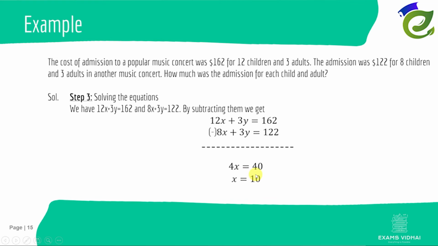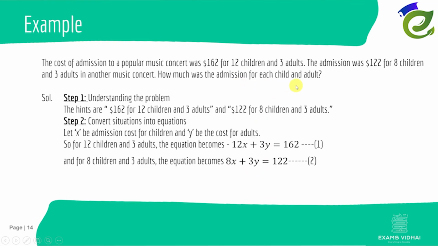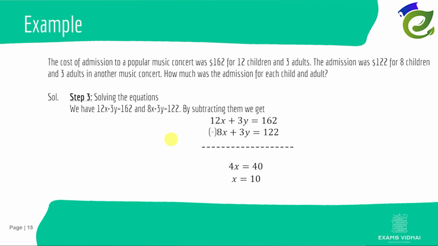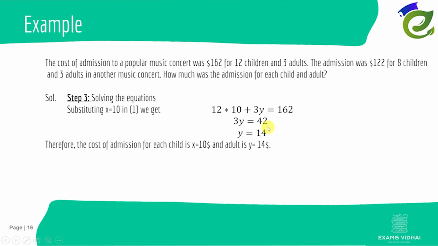What is x? x is the admission for each child. So x is 10 means each child's admission cost is $10. Now how to find the admission cost for adults? Just substitute the value of x in any of the equations. I'm going to substitute it in equation number 1, which was 12x plus 3y is 162. So put x equals 10. We're going to get y equals 14. Therefore, the cost of admission for each child is $10 and for an adult is $14.